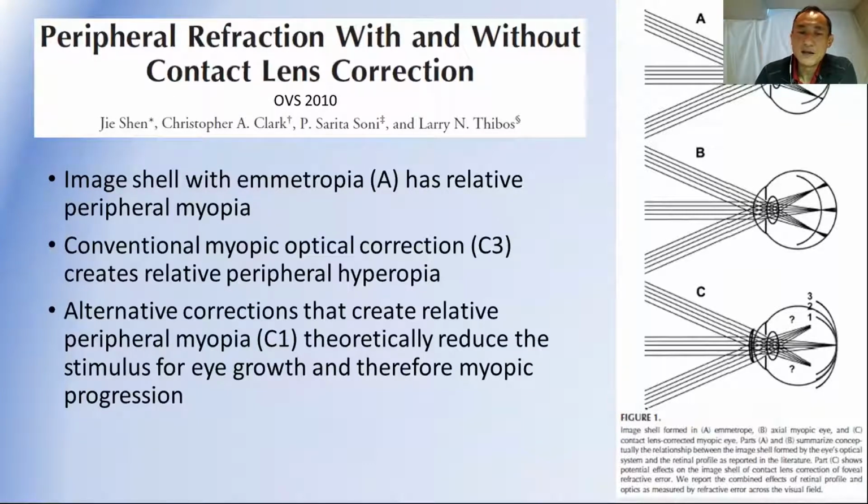With Ortho-K and also with soft center distance bifocal contact lenses, we are able to, or at least theoretically able to, create an image shell similar to that in emmetropia, where the center of the image may be focused on the fovea, but the peripheral image is either on or in front of the retina. And that theoretically will slow or decrease the stimulus for the eye to grow and therefore decrease myopia progression. That's the theory that we are going by now, and Ortho-K seems to be able to do that.